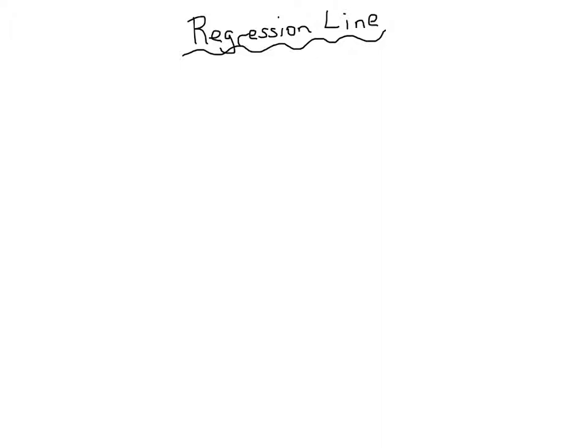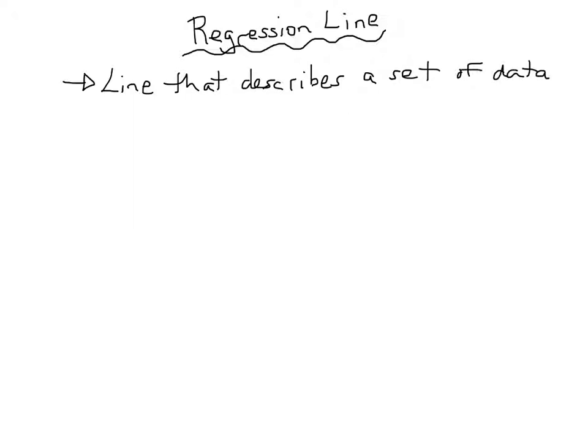Okay. So it's going to be a linear function that we're going to use. And we're going to come up with a way to best predict the data that we've been given. So a regression line. First we'll talk about what it is. A regression line is a line that describes a set of data. It's in the form that you're used to, y equals ax plus b. Nothing different there.